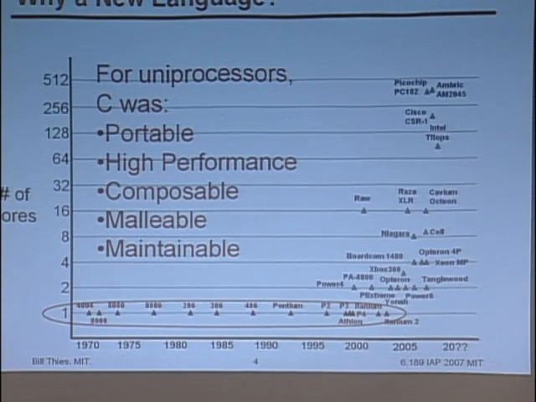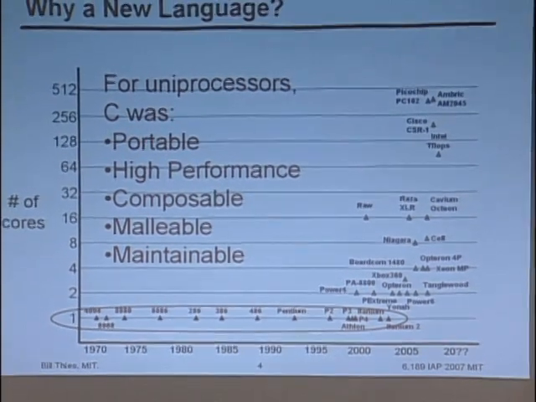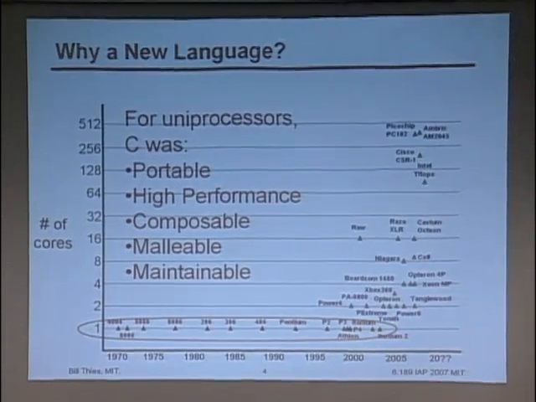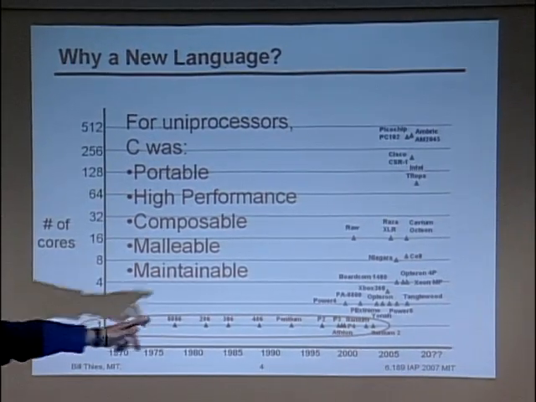So it was portable, high performance, composable. You could have really good software development, malleable, maintainable, all the nice things you'd like to see from a software engineering perspective. And really, if you wrote a program back in 1970, you could keep it in C and have it continue to leverage all the new properties of the machines over the past 30 years.